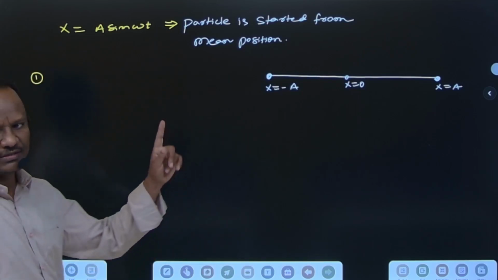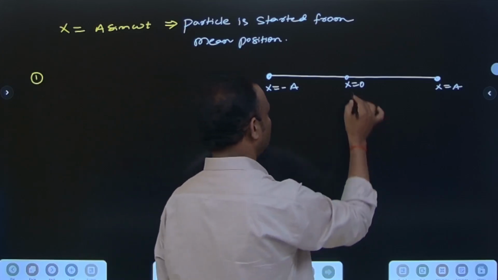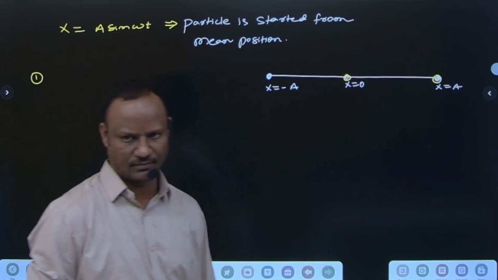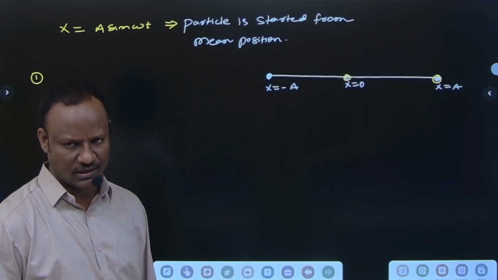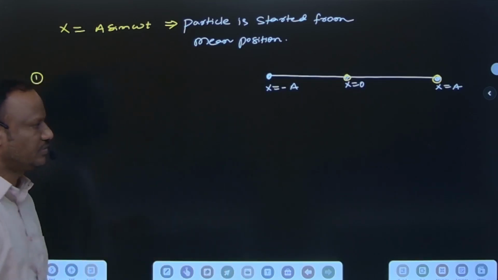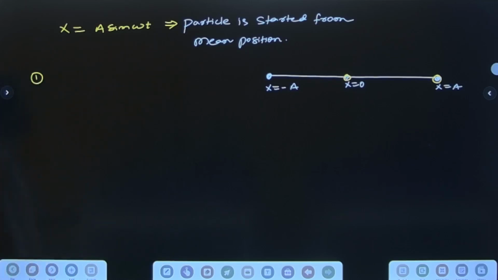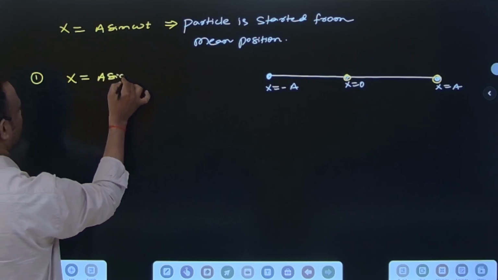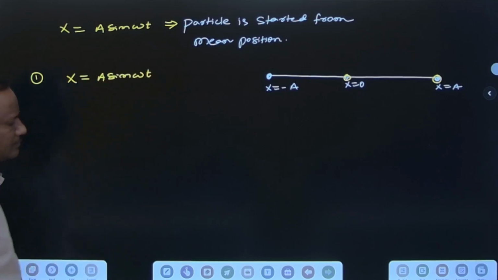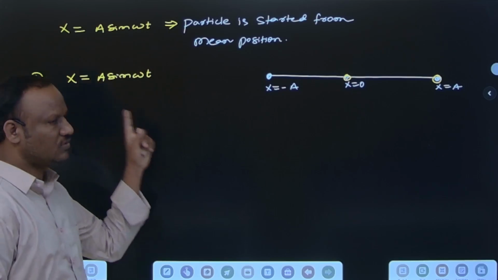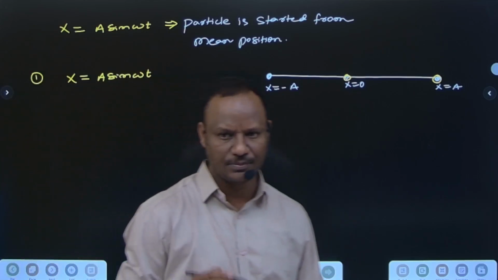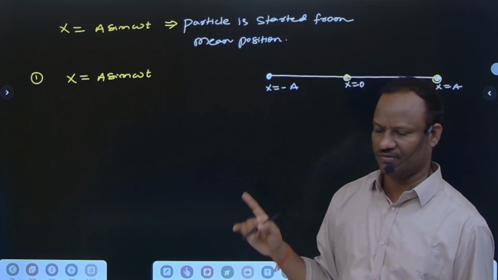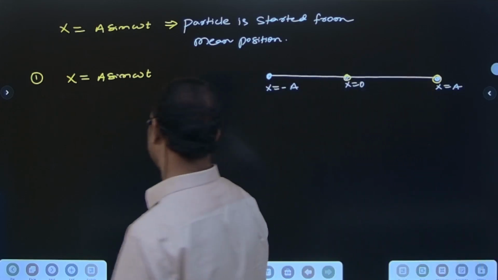Sir, what is the time taken by the particle to move from X is equals to 0 to X is equals to A? Then how should I write this one? X is equals to A sin omega T. Why are you writing X equal to A sin omega T? Particle is started from mean. Mean means a sine function. So X is equals to A sin omega T.